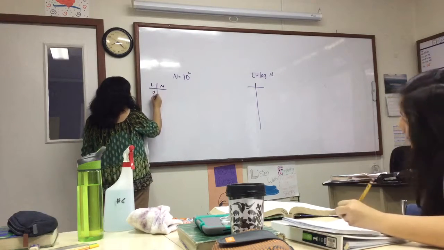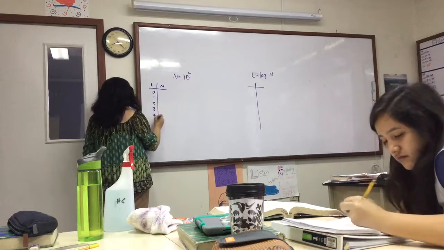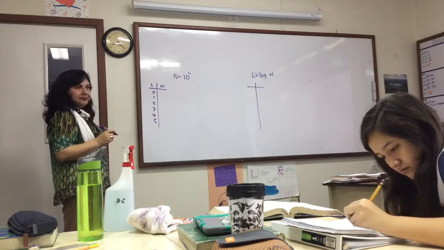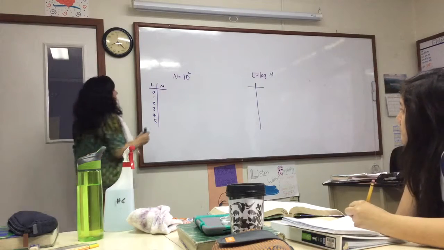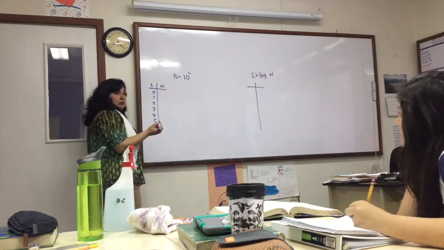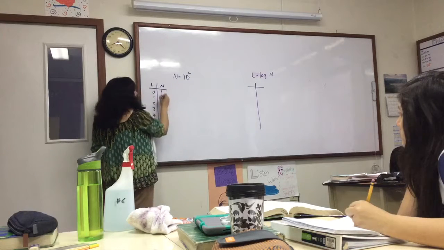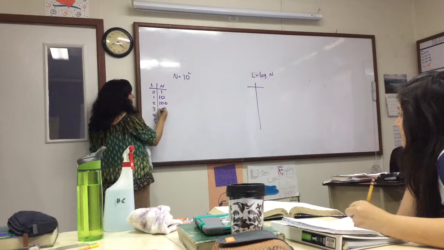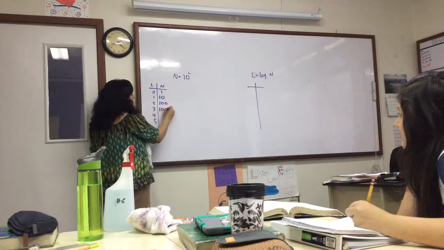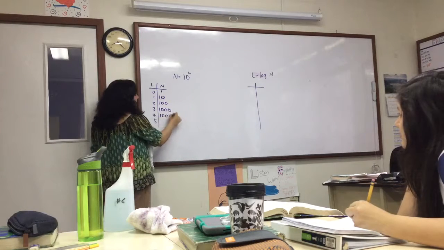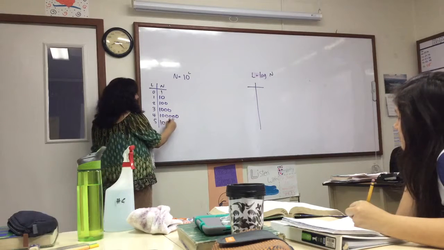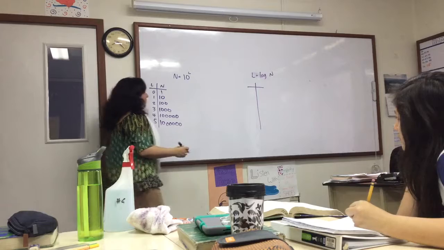Let's see, 0, 1, 2, 3, 4, and 5. What would that be? This would be 10 to the 0, 10 to the 1, then 100, 1,000, 10,000, 100,000. Okay, so you get it, right? And this is a million. It's going to be hard to graph, but we'll graph it anyway.